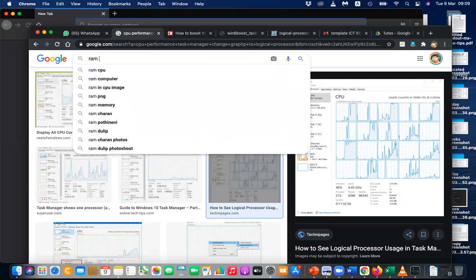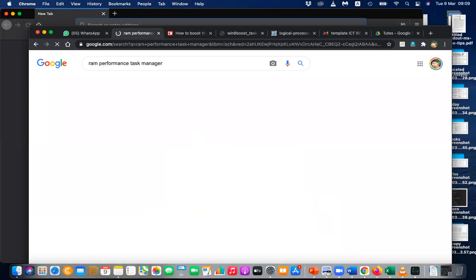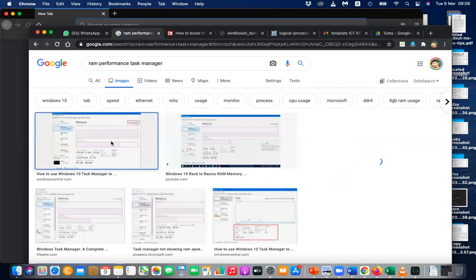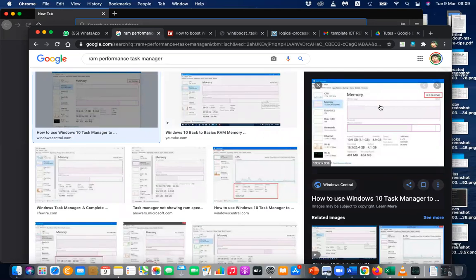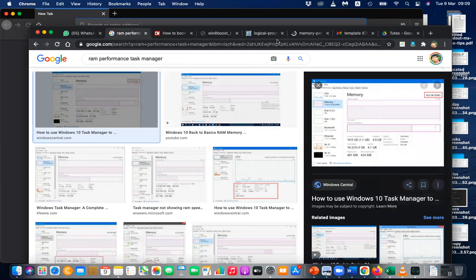RAM, performance, task manager. Since I don't have Windows, I'm showing this using images. I can show it on Mac, but in your case, you need it in Windows.